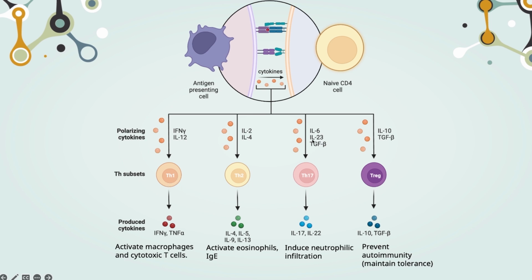Now, let's look at what happens if interleukin 6, interleukin 23, and TGF beta are secreted from the antigen presenting cell. These interleukins will activate the Th17 subtype of the CD4 cell. All right. So what is the function of Th17? It will secrete interleukin 17 and 22, which will induce neutrophilic infiltration. So their role is to induce neutrophil infiltration. Now the mnemonic for this is, if you subtract 6 from 23, you'll get 17, right? So interleukin 6 and 23 will activate Th17 subtype.